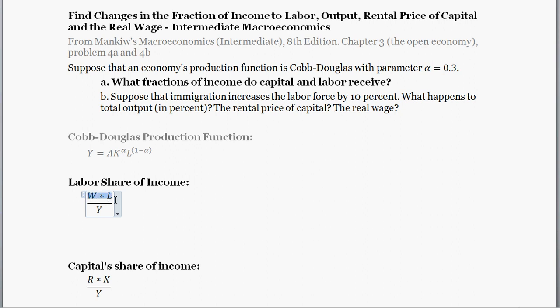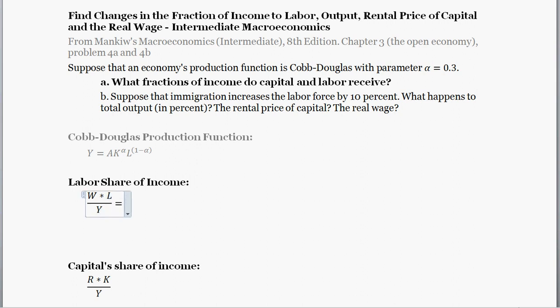So that means W times L is equal to all the wages getting paid to all of those workers. So that's how much cash is being paid to workers. And Y is how much cash there is to be paid to anything. In the Cobb-Douglas production function, there's a certain amount of production, and that money has to go somewhere. So part of it's going to go to capital, part of it's going to go to labor, and all of it's going to go to one or the other. The question is how much goes to one, how much goes to the other. So to find that, we're going to have the wage rate times the total quantity of labor divided by production. Awesome.